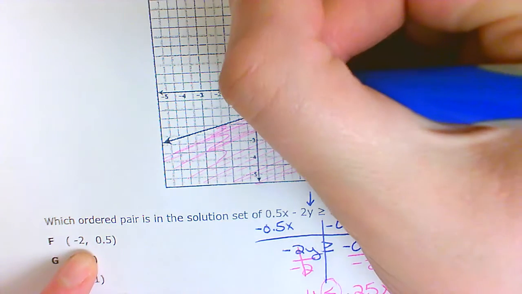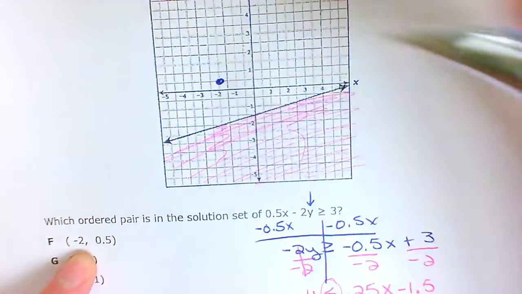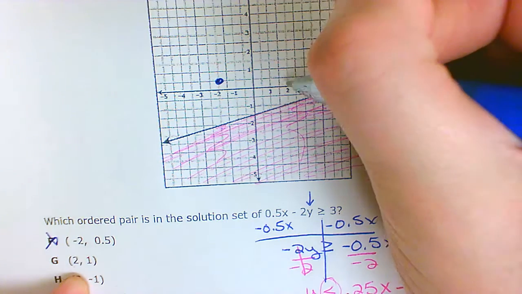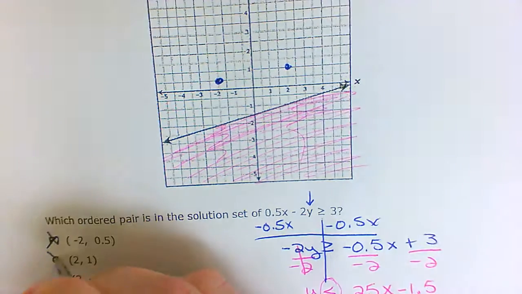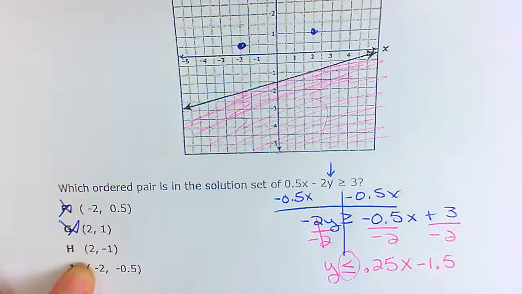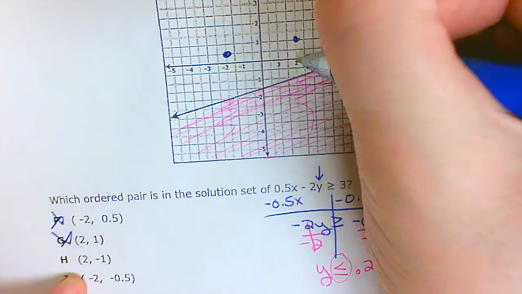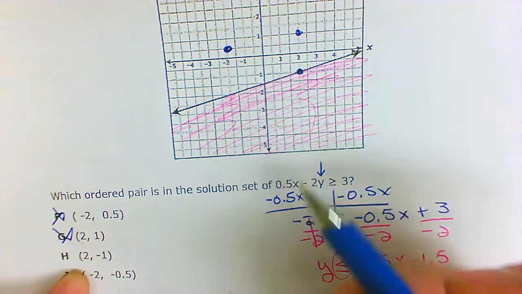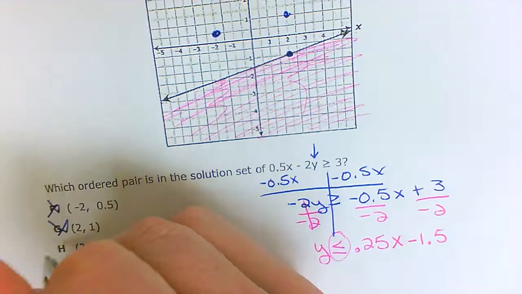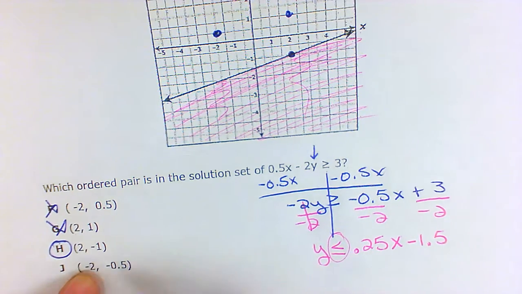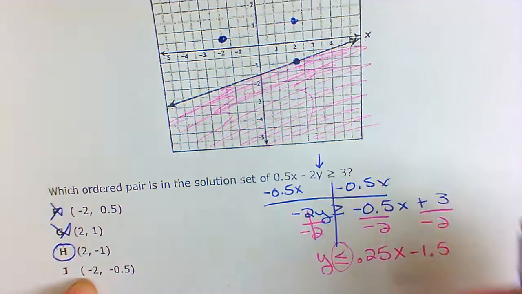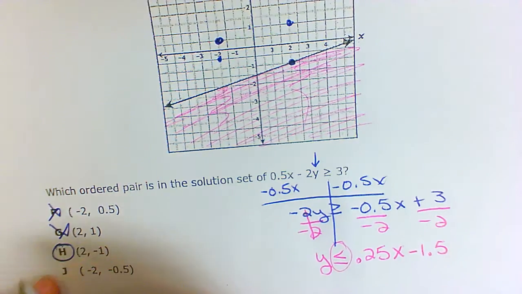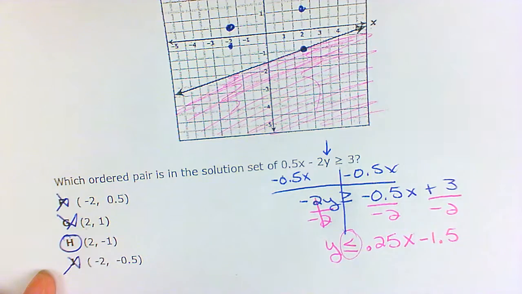Now this first point, -2, 0.5. So I've got negative 2, and then I'm going up 0.5. That is not in my shaded area. It's not a solution. If I go to 2, 1, that one is also not in my shaded area. If I do 2, negative 1, that point is on the line. And because this is a solid line, that actually is a solution. And if I do the last one, negative 2, negative 0.5, that one also is not in the shaded area. So it could only be H.